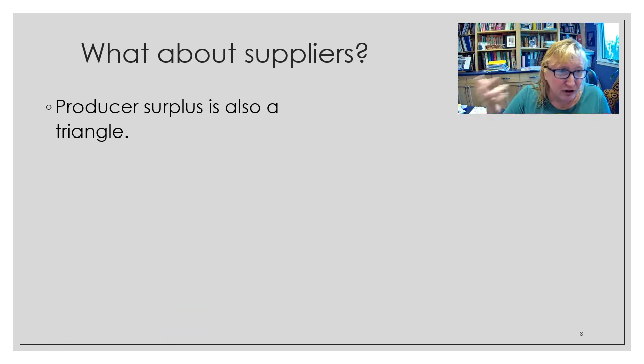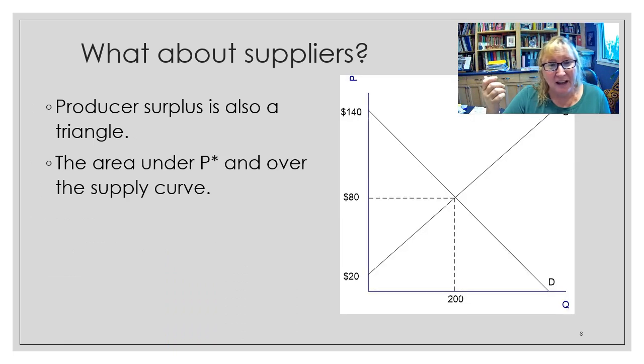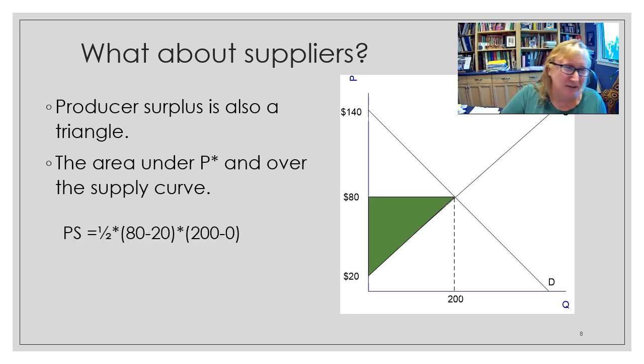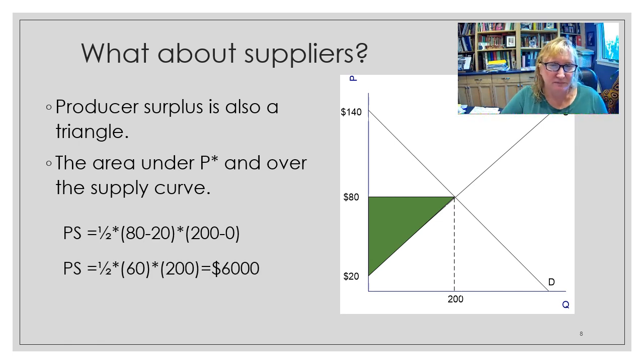And so producers also get happiness, and it is also a triangle. From a calculus perspective, it is the area under P star and over the supply curve, or just the green triangle. All right, so we do the same thing. The vertical distance, or the height of the triangle, is 80 minus 20, and the base is 200 minus 0. So in this case, producer surplus is equal to 6,000 as well.